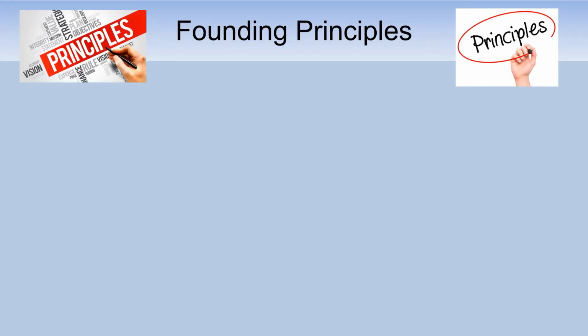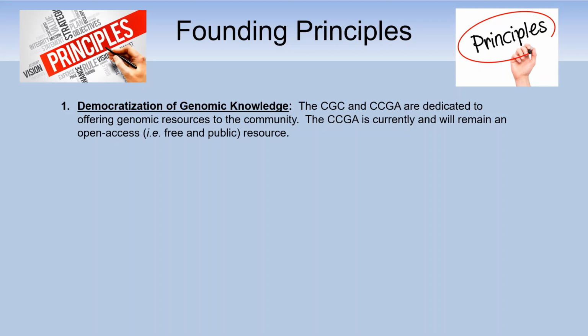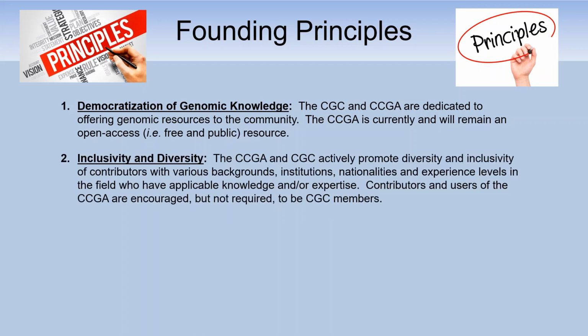We have also defined our founding principles. What do we stand for? What are our values? Importantly, we support democratization of genomic knowledge. The CCGA is currently and will remain an open access resource. It will be free and it will be public. We actively promote inclusivity and diversity of our contributors. We're looking for people of various backgrounds, institutions, nationalities, and experience levels in the field to contribute who have applicable knowledge and/or expertise.